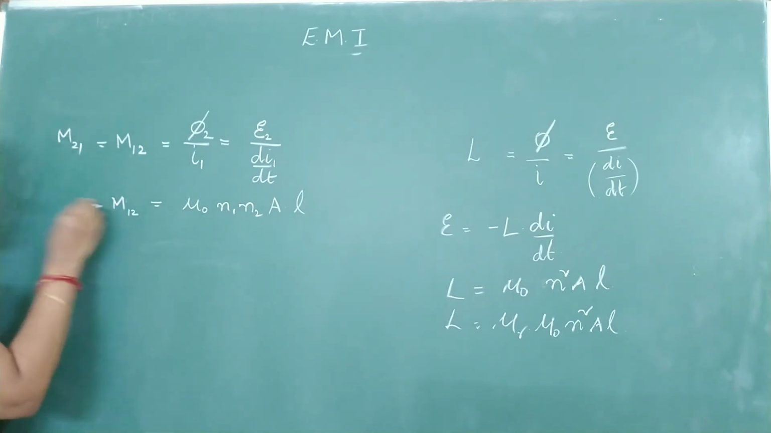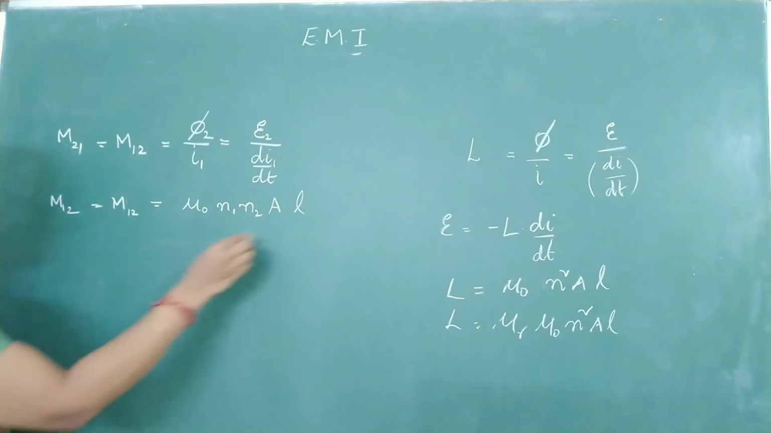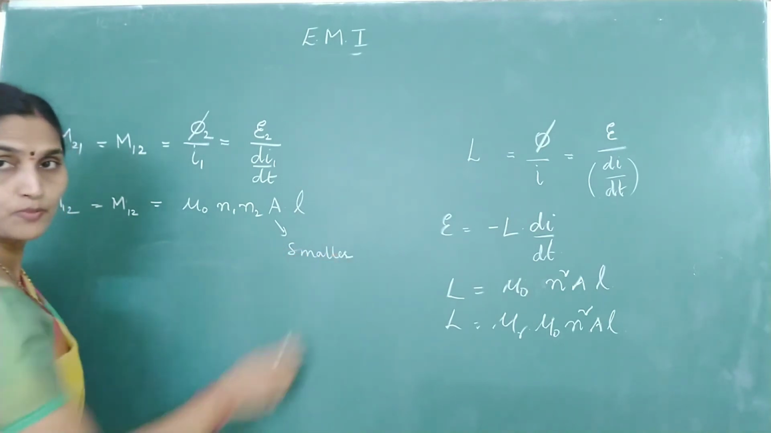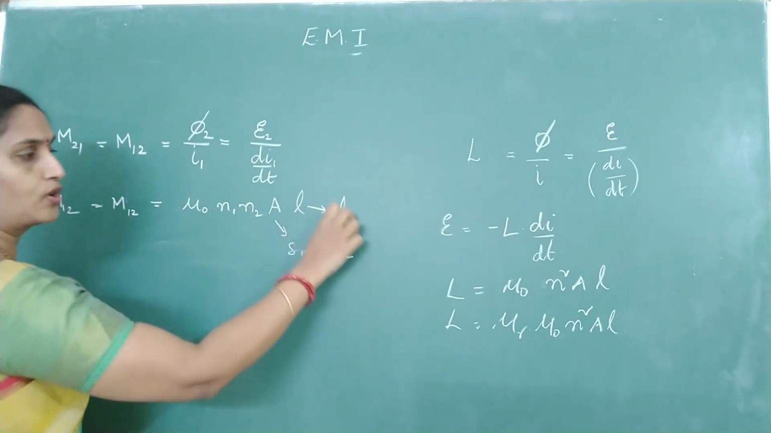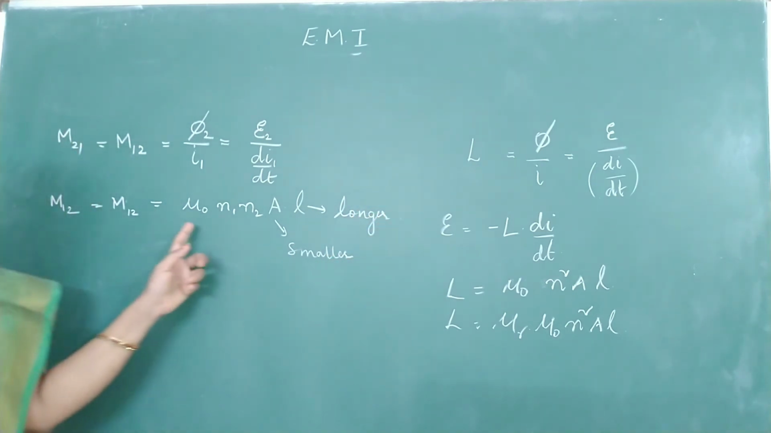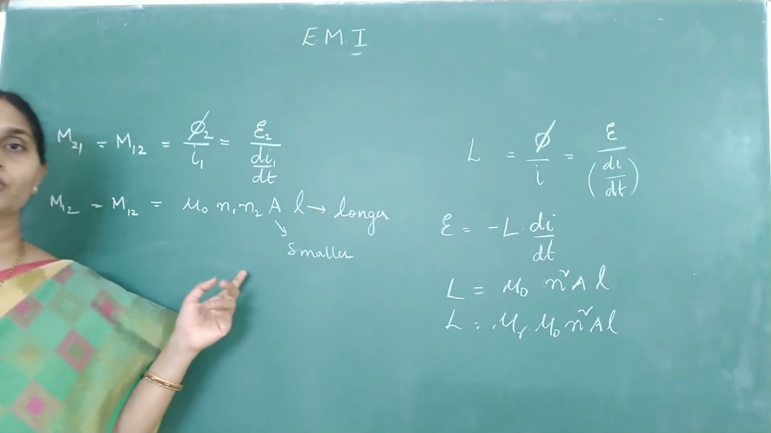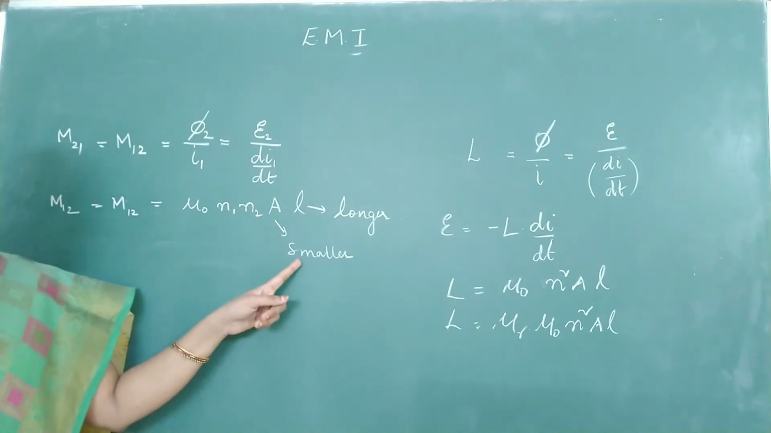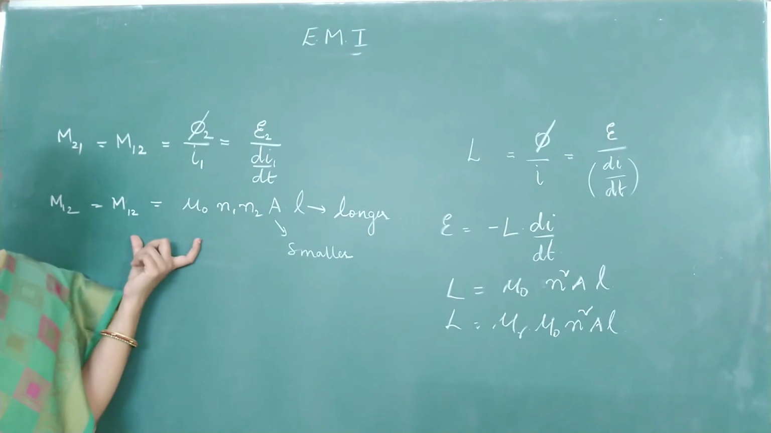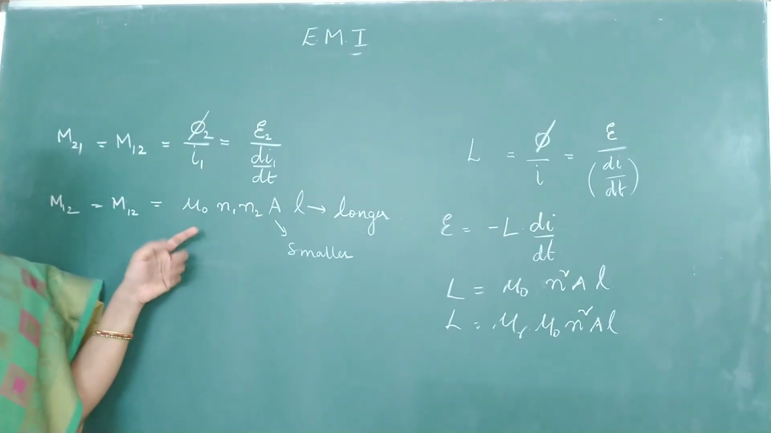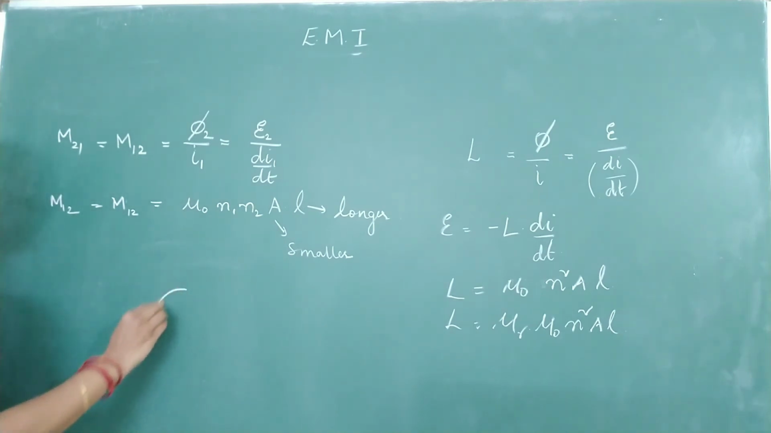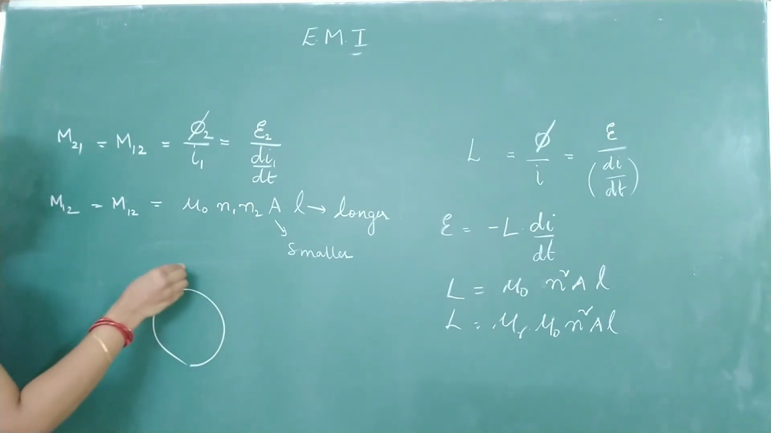While calculating the mutual inductance, take care, area should always be the smaller because flux is common for the smaller area, and length should always be the longer length. Again I repeat, in mutual inductance if the coils are of two different sizes, then always take smaller area and longer length while calculating the mutual inductance. This is for two solenoids. But if it is mutual inductance of two circular loops of wire, concentric circular coils.